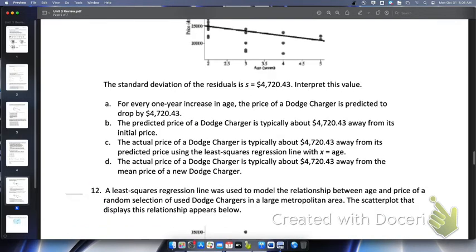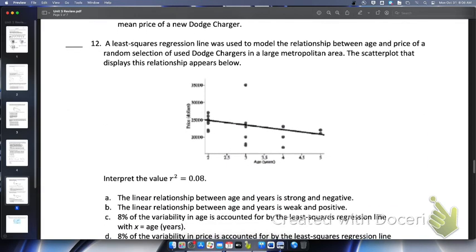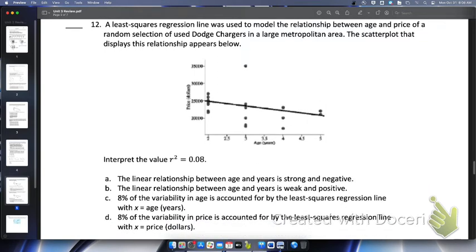12. I think, is this our last multiple choice question? Yeah, let's go. A least squares regression line was used. Oh my gosh, it's like the same problem. Now we're interpreting R squared. So R squared is the percent of the variation in our predictions. This first one is talking about it being strong and negative. Is that a good interpretation of R squared? No, this is trying to interpret R. B, same thing. It's trying to interpret R. So A and B are off the table.